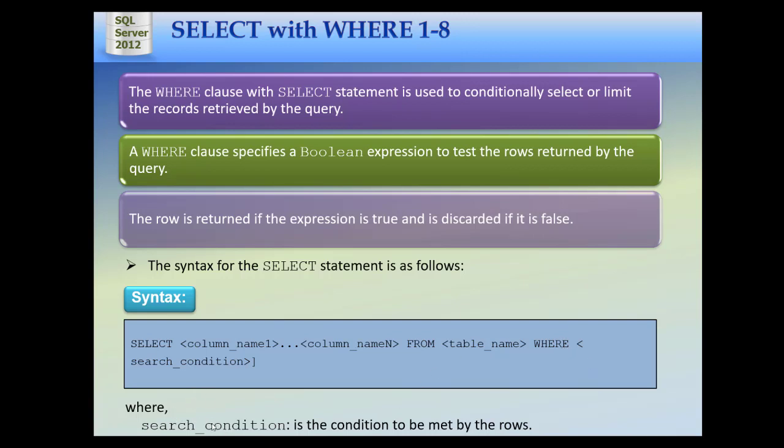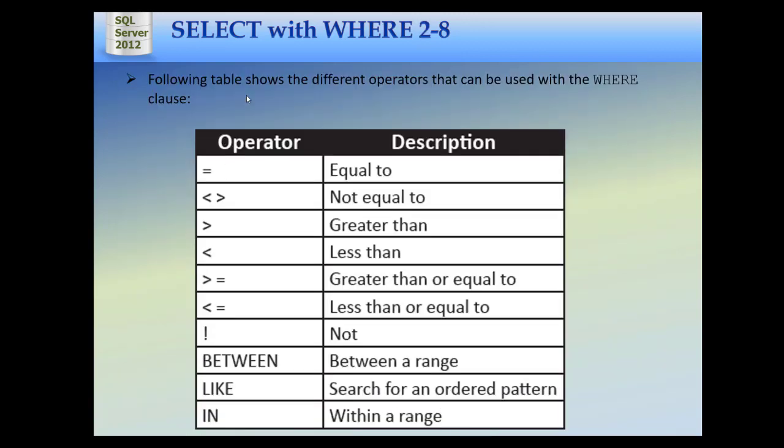Now where the search condition, this is the condition that is to be met by the rows which are to be returned in the result set. And the following table shows the different operators which can be used with the where clause. This is used for equality. This is not equal to, this is greater than, less than, greater than or equal to, less than or equal to, this is not. We have between, between a range, like, and in. We had discussed this earlier, that is why I'm going through them very quickly.